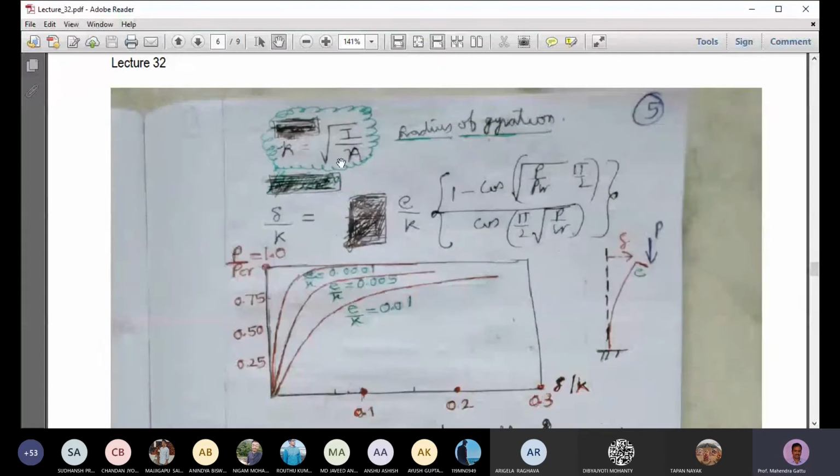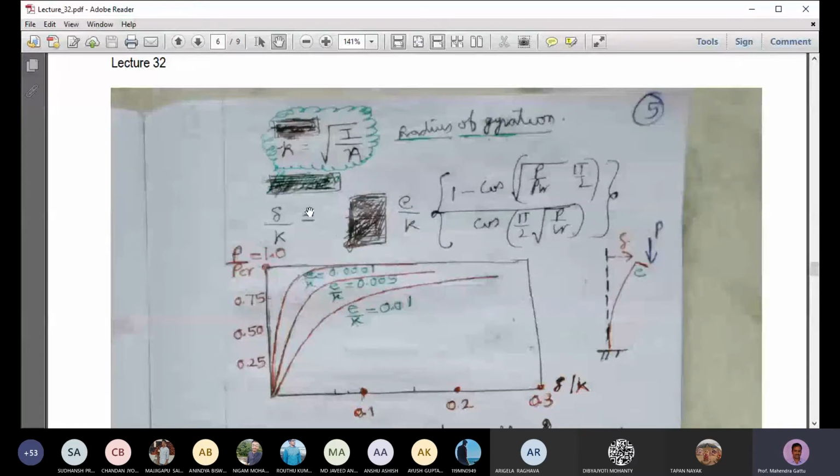So before going there, we introduce the term radius of gyration. So radius of gyration is square root of I by A. I think we have done that in engineering mechanics. So K is equal to square root of I by A, and the unit of radius of gyration is length. So this I is millimeter power 4, A is millimeter square. So I by A is millimeter square, square root is millimeter. So the radius of gyration, the dimension is length.